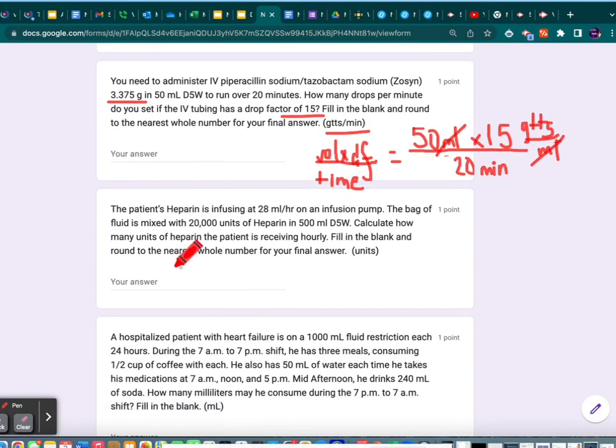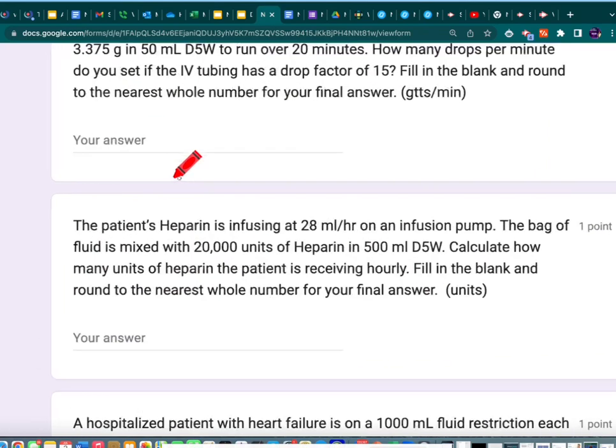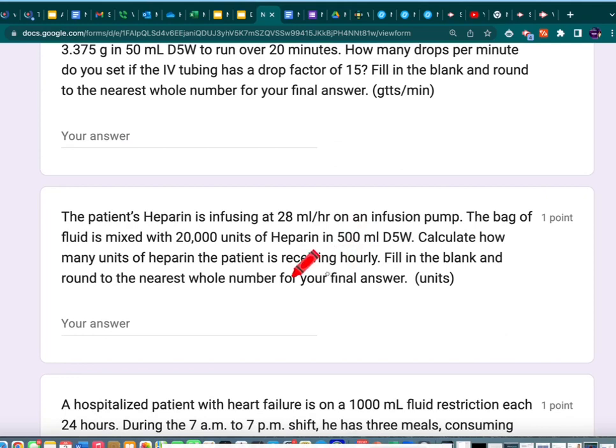All right, moving forward to the next question, we'll clear here. The patient's heparin is infusing at 28 mils per hour on an infusion pump. The bag of fluid is mixed with 20,000 units of heparin in 500 mils of D5W. So calculate how many units of heparin the patient is receiving hourly. Fill in the blank, and round to the nearest whole number for your final answer. Okay, so we are looking to find the final answer in units.